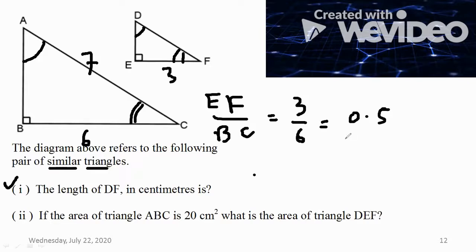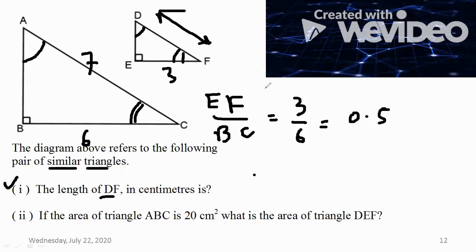So basically, how they got the 3 here is that they multiply the 6 times the scale factor. 6 times a half is 3. The question says the length of BF, which is this side here, the hypotenuse of the right angle triangle.